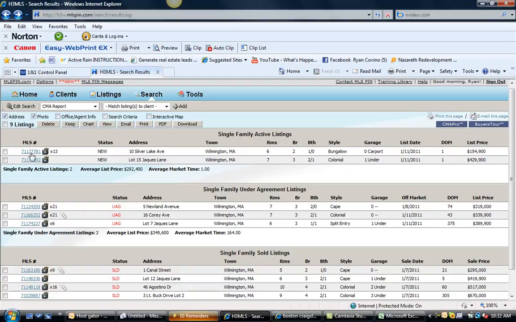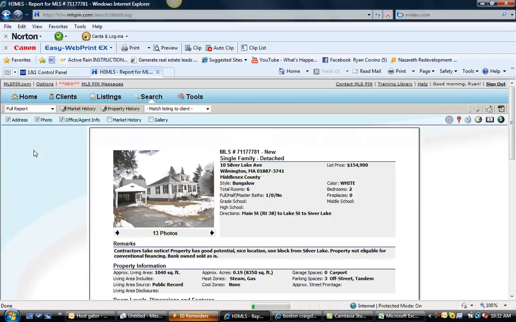Nice property. And then this other one on 10 Silver Lake Ave, which is in a similar area, but this is a completely different property. It's a 1,000 square foot bungalow that's a two bedroom, one bath. It is on the market for $154,900. And obviously, I don't think it will go for any conventional financing.